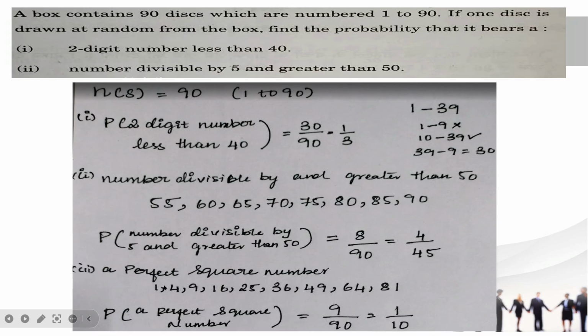So how many were there? 1, 2, 3, 4, 5, 6, 7, 8, 9. 9 were there. So the probability of getting a perfect square number is 9 by 90, which is 1 by 10. I just cancelled in the 9 table: 9 ones are 9, 9 tens are 90. That's all.